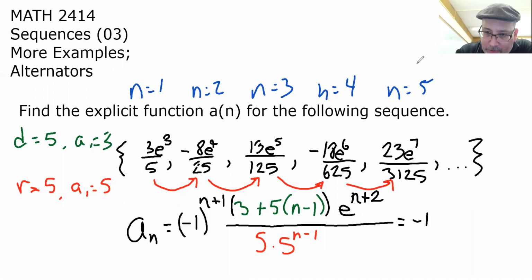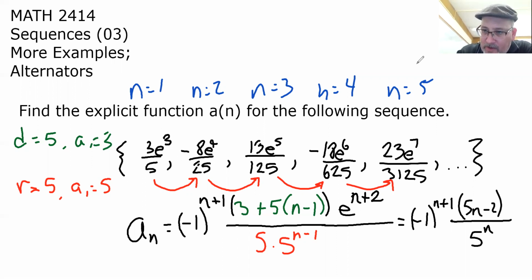We have the alternator in front, negative 1 to the n plus 1. And again, the plus 1 is to make sure that it starts out positive when we start with n equals 1. In the fraction downstairs, we can add the exponents to get 5 to the n. Inside the parentheses on top, we can distribute the 5 to get 5n. Then we'll have 3 minus 5, which is negative 2. And then we have e to the n plus 2 power.